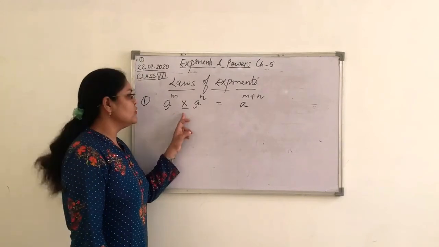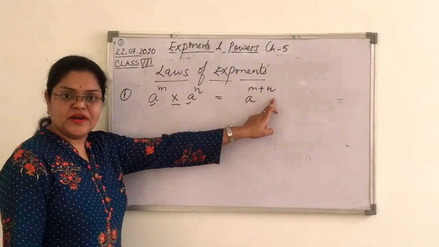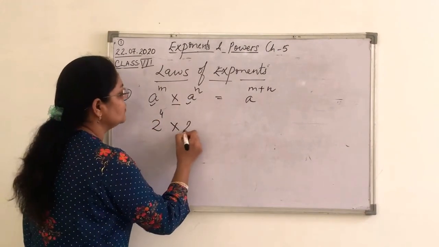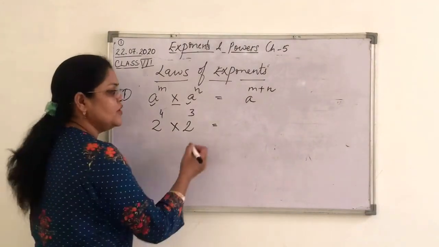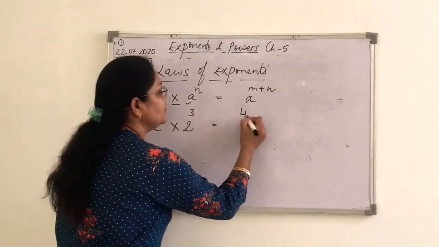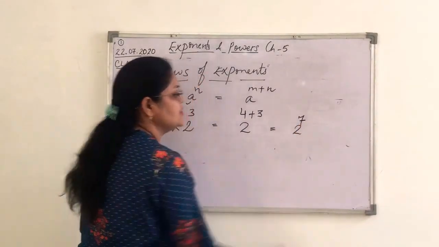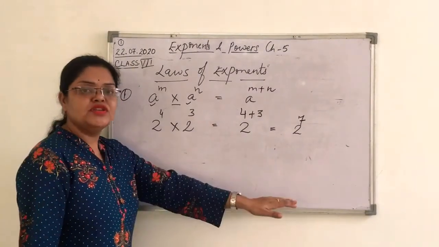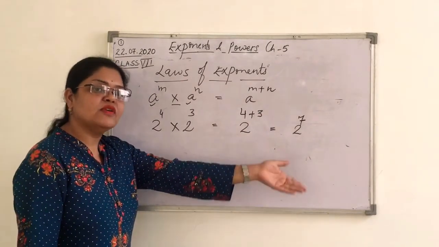When bases are the same and there is a multiply sign in between, you write the base as it is and add the exponents. Let's take an example: 2 raised to power 4 multiply 2 raised to power 3. Two exponents are there and the bases are the same. By the first law, we take base 2 and add the exponents. So the answer will be 2 raised to power 7. If you are told to write the answer in exponential form, this will be the answer. Otherwise, you have to multiply 2 seven times to get the answer.